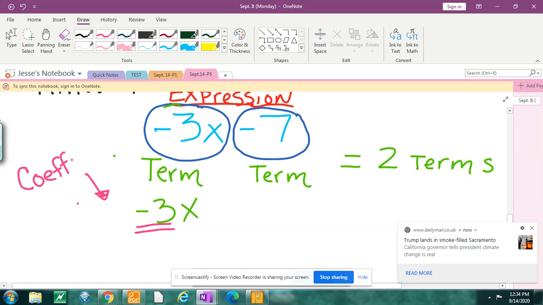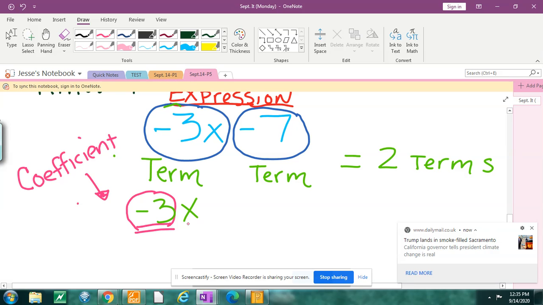It's called the coefficient. And the coefficient is -3. Because that's attached to the variable. So the coefficient is always multiplied or divided by the variable. So it's right next to each other. They're like boyfriend, girlfriend. The coefficient, the coef. You guys get that?